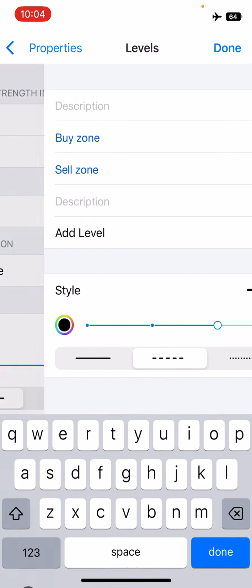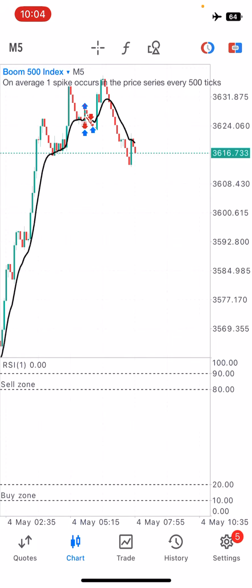Your level 10 to 20 will represent the buy zone. Okay. So if you click done and done, you should have something like this at first when you start. Please take note that there is nothing yet in my RSI. So it means if you have a line showing, you have done something wrong somewhere. So I'll try and fix that.